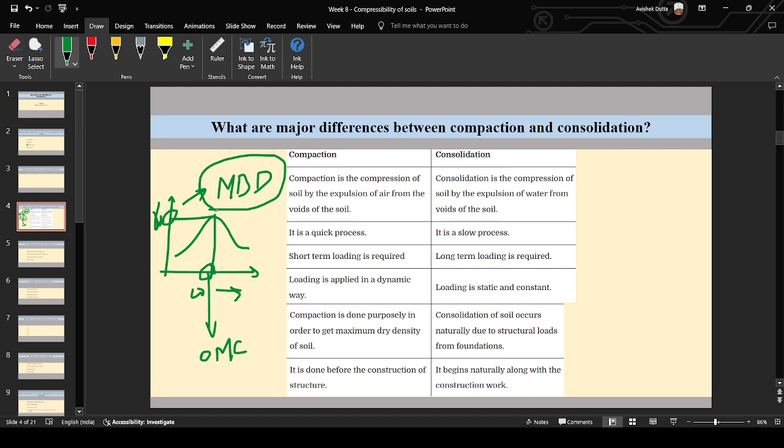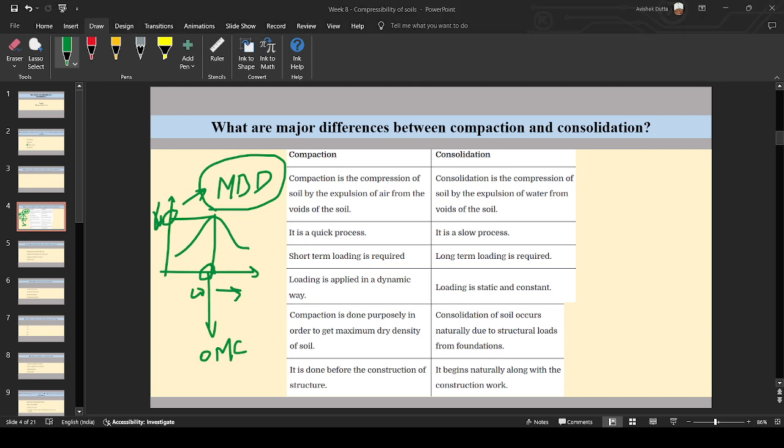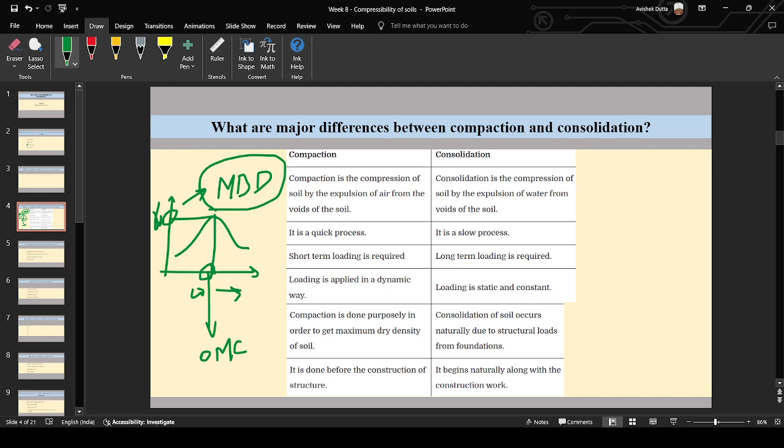In the other case, in consolidation, when the structure has been built, now a building has been built, the load from the structure is gradually affecting the soil mass, and this is a slow process. This long term loading is causing gradual expulsion of water from the voids of soil. So this happens naturally, this is not a manual process or done purposely. This happens naturally after any structure is built on the soil. Okay, because it is a long term process and it might require years and years of the static loading to have its effect on the soil.